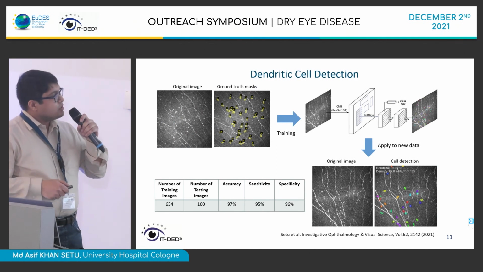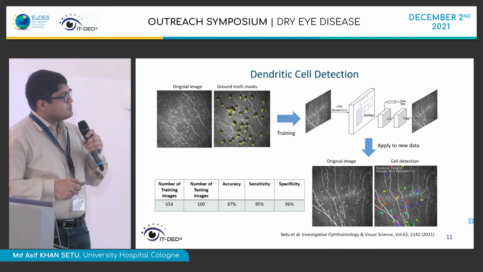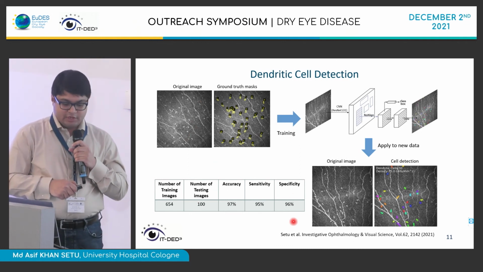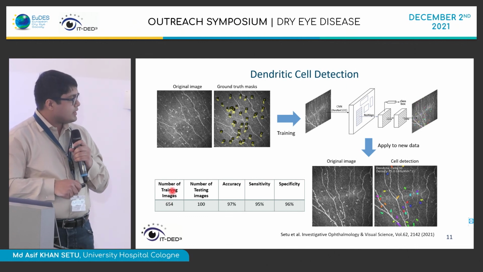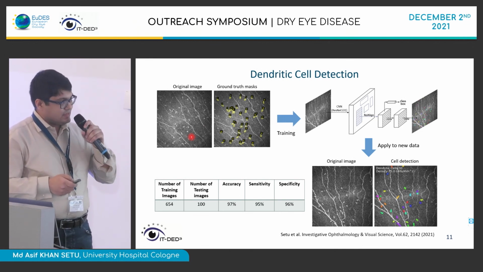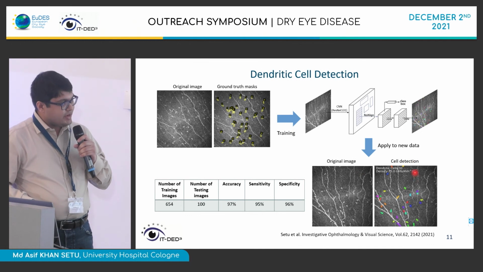Furthermore, we also developed another model to quantify the dendritic cells. For that, we collected almost 800 images from the University Hospital Cologne, from diseased eyes, and we trained a model to predict the dendritic cells. And here is an example. You could see our model shows how many cells are predicted and their density.